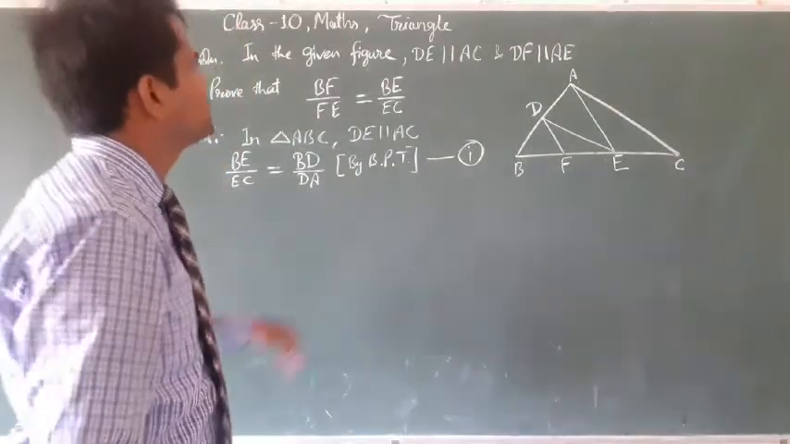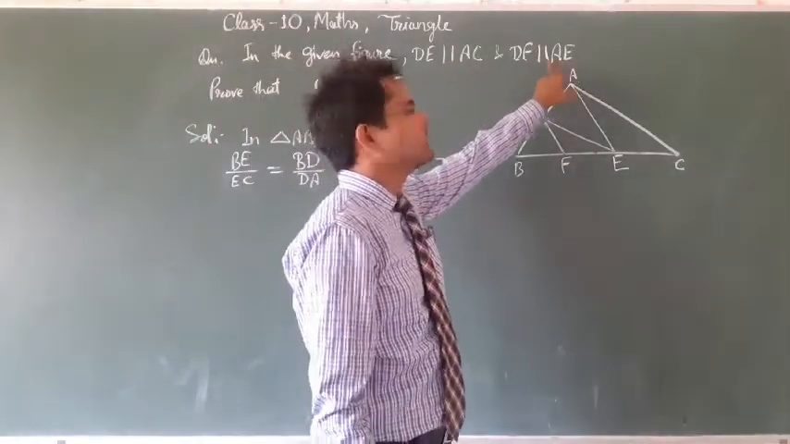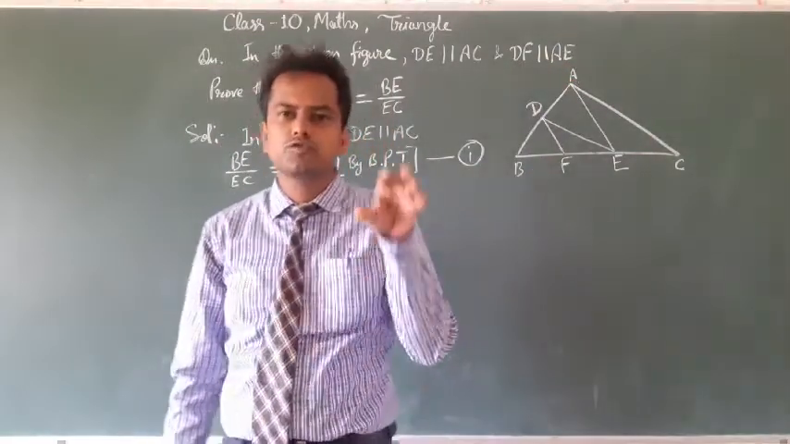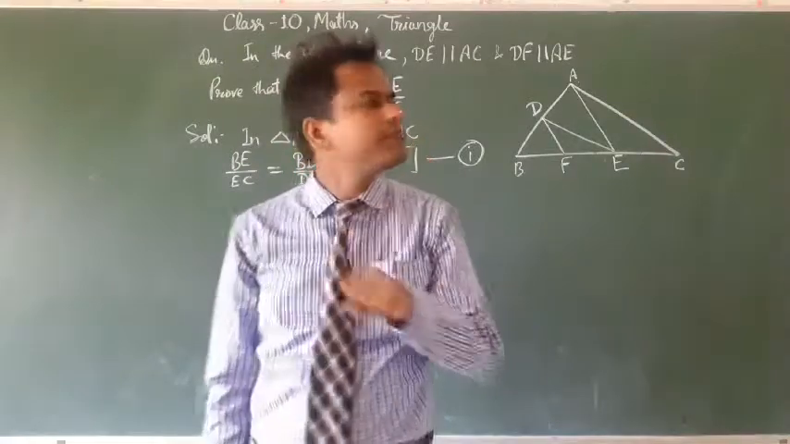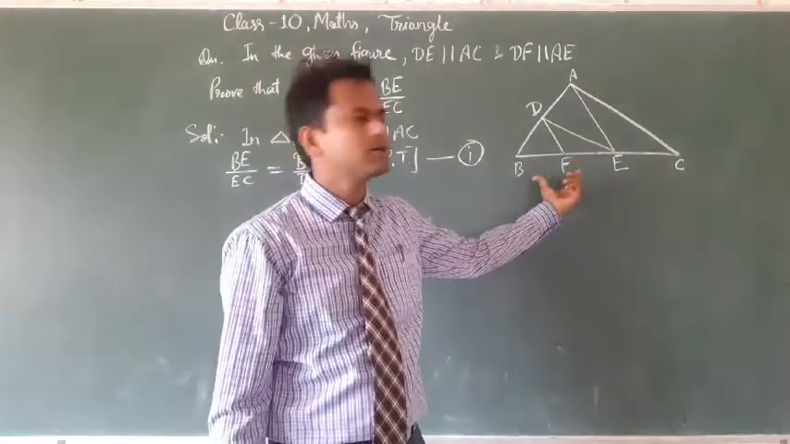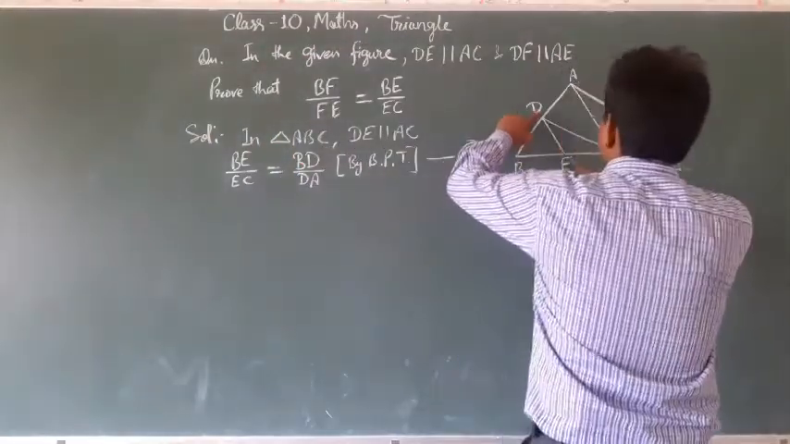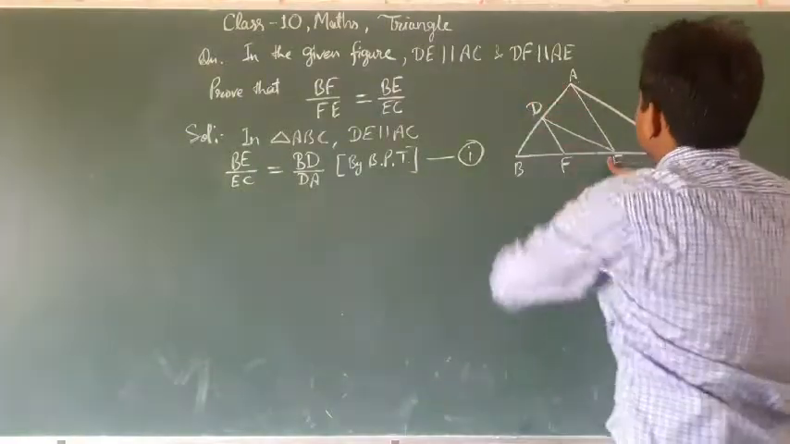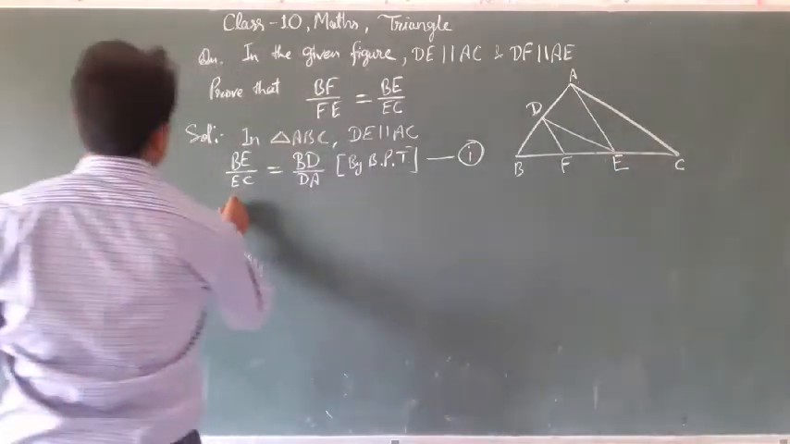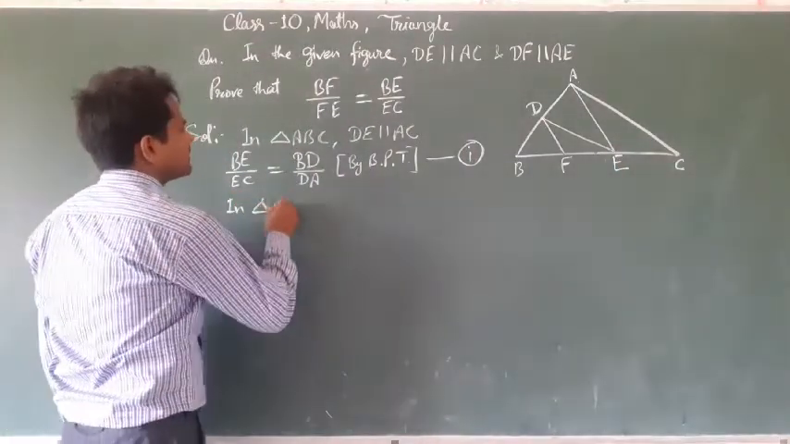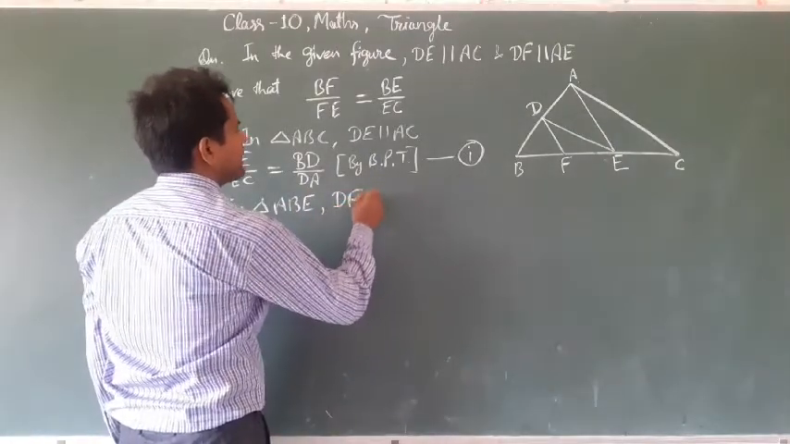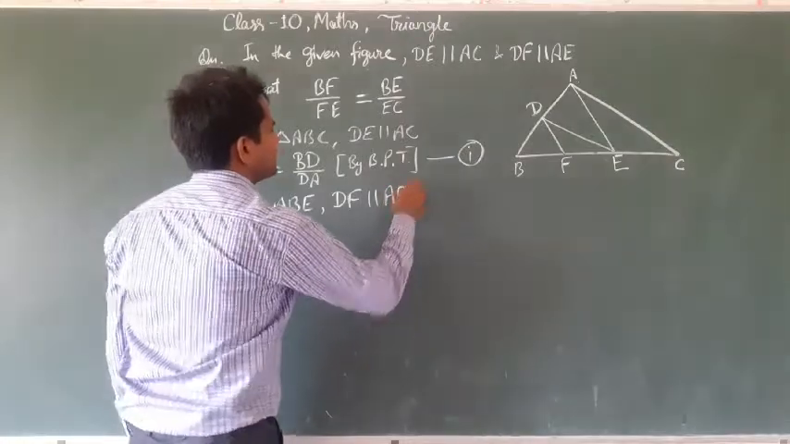Now, DF is parallel to AE, it is given that DF is parallel to AE. So choose the triangle in which DF is parallel to AE. After observing this figure, we conclude that DF parallel to AE lies in triangle ABE. So in triangle ABE we have DF parallel to AE.